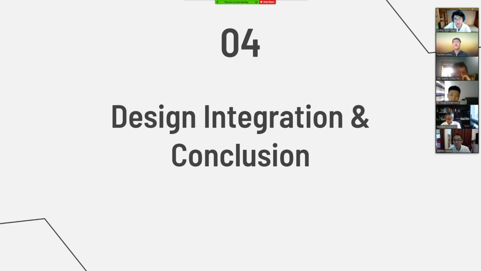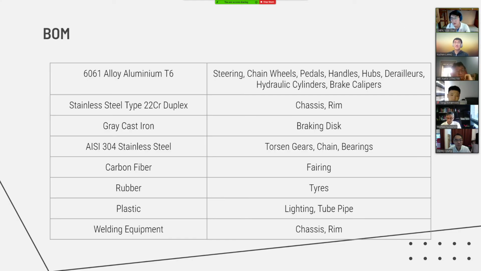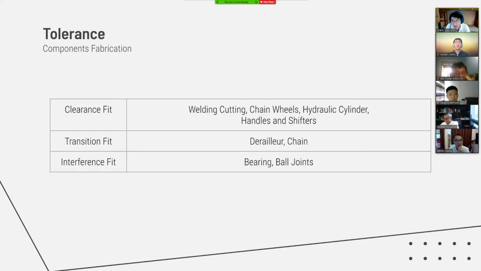Okay, so now it's the last part. For the integration, we use a lot of aluminum shell mostly, and then we also have stainless steel at some places that require high strength, and carbon fiber, rubber, and plastic at some other places. For the tolerance at component fabrication, we use all clearance, transition, and interference fits, and notice that we use clearance the most because we want them to be movable.